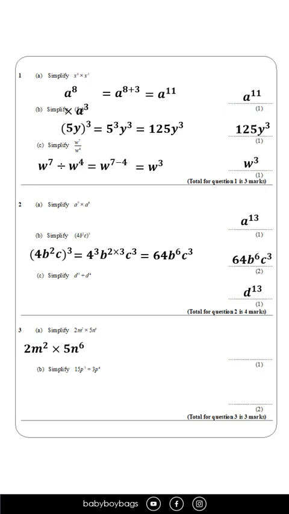For the 3a, the next question, we're going to simplify 2m squared multiplying 5n to the power 6. What we're going to do is the coefficients are going to multiply each other. 2 and 5 are going to multiply each other. Since the bases are not the same, we're just going to leave them like that, and then our answer is 10m squared n to the power 6.